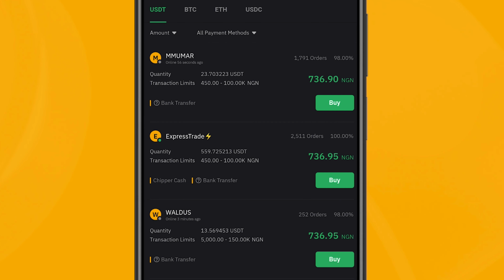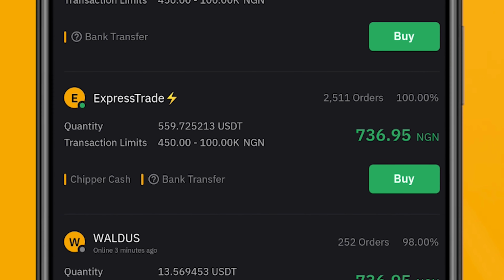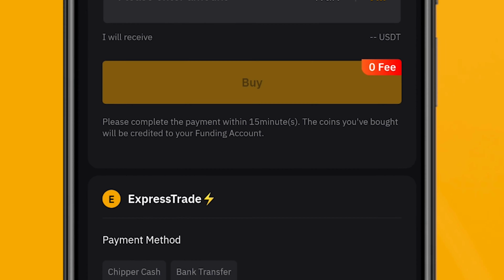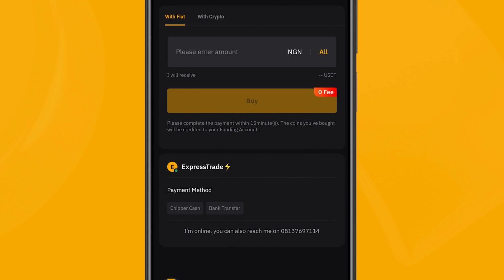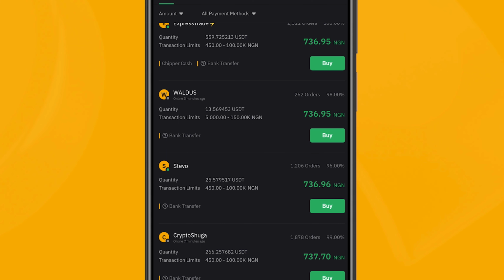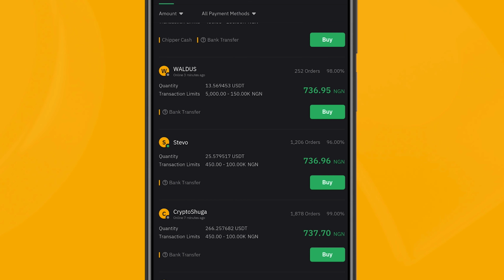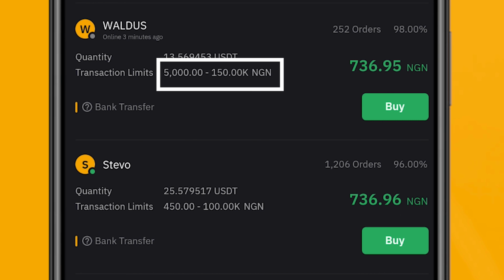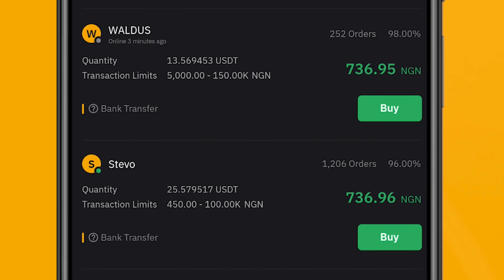For example, this person is selling at 736.95, and he's selling from 450 naira worth to 100,000 naira worth. Click on buy and input the amount you want to buy, but it will range from 450 to 100,000. If you want to buy higher, you can choose one where people are selling higher. For example, we have Wowdos selling from 5,000 to 150,000. So this you can buy, pay the seller, and your crypto will be sent directly to your Bybit account.